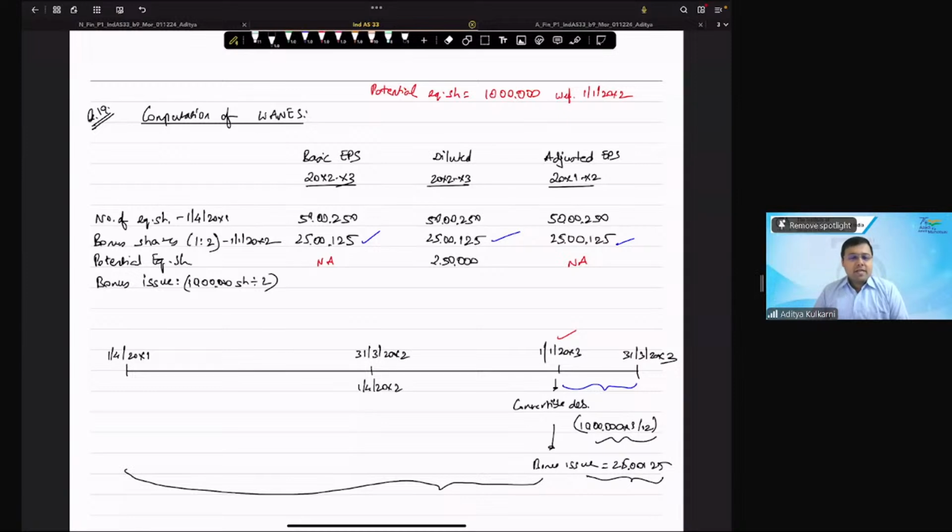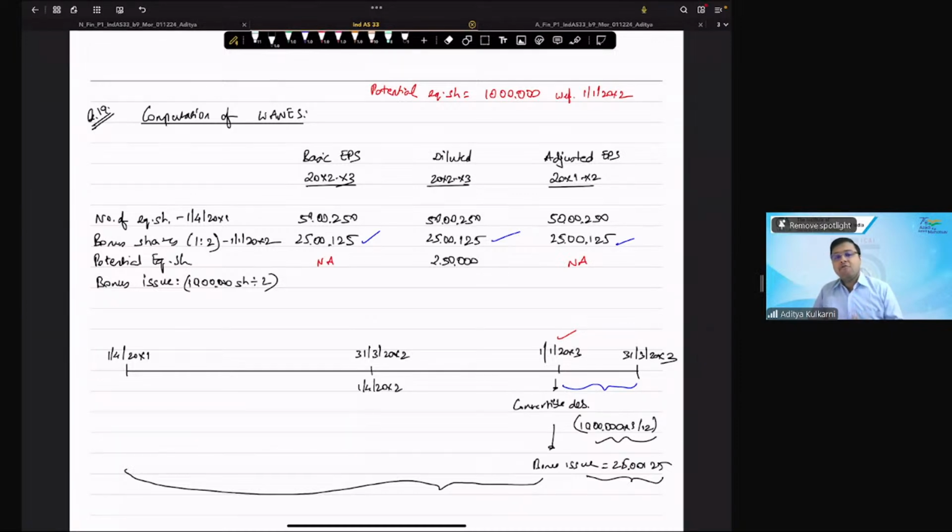All right, fine. Now tell me, this 2,50,000 which are potential shares, which are in issuance from 1st January 20X3 by virtue of them being potential, can I say that bonus is also possible to be potential on them? Yes, sir. And therefore how much bonus will come? Will it be half of 2,50,000 or half of 10 lakh shares? Half of 10 lakh shares. It will be half of 10 lakh.